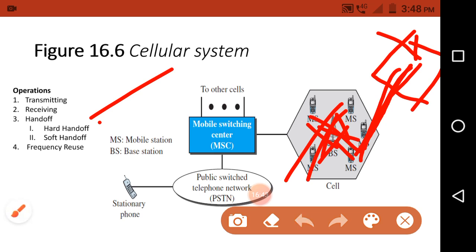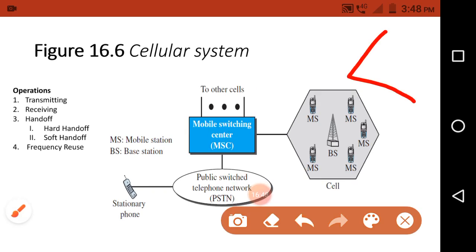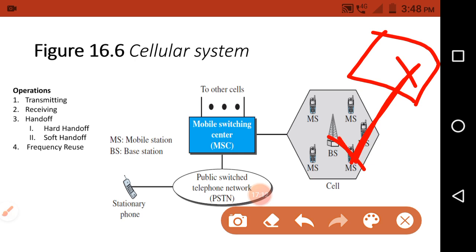Next we will discuss the soft handoff. It is the opposite of the hard handoff. Here the mobile can establish communication with two base stations simultaneously. The mobile can establish the connection with the new base station, while the mobile station also preserves the communication with the previous base station. That is what we call a soft handoff.